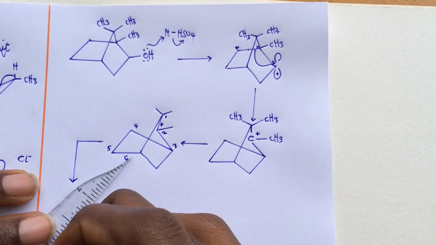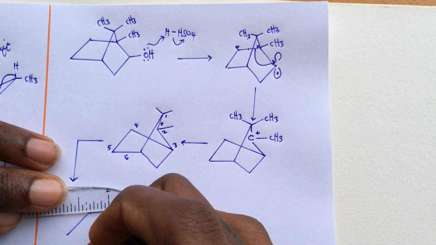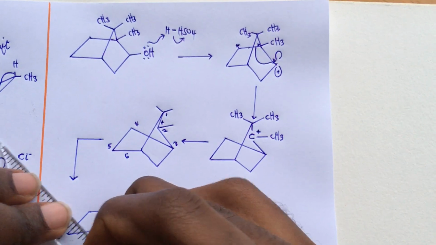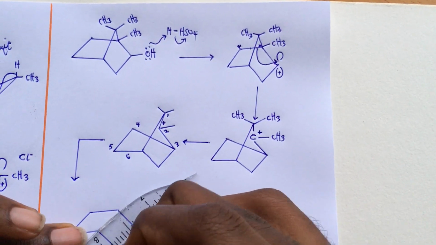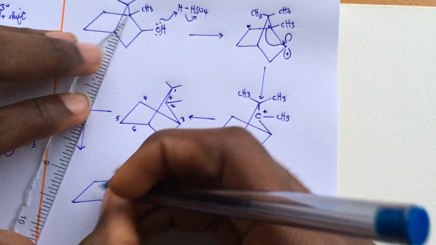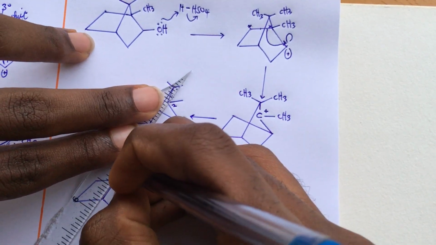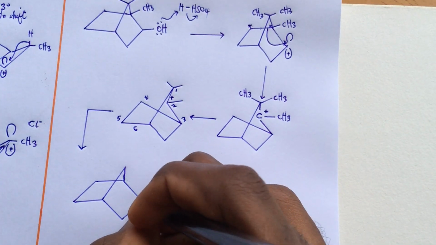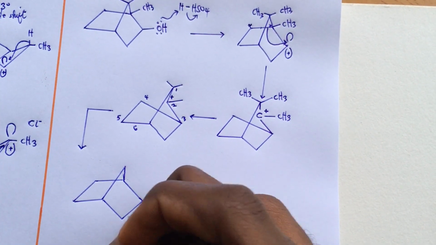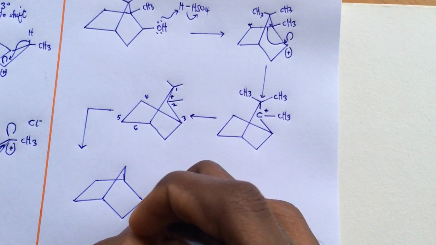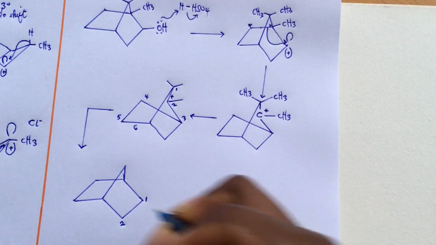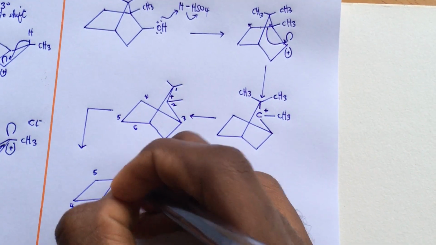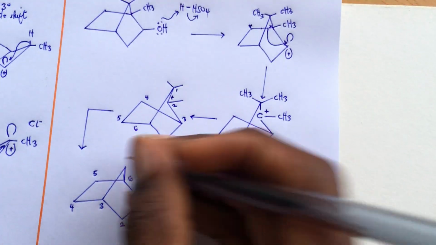Let's draw it as cyclohexane, right? And now I'm having my bridge. This is the bridge that I was talking about between carbon 3 and carbon 6. Meaning I can have my carbon 1 here, carbon 2, carbon 3, carbon 4, carbon 5, and carbon 6, as you can see. And there is a bridge here.